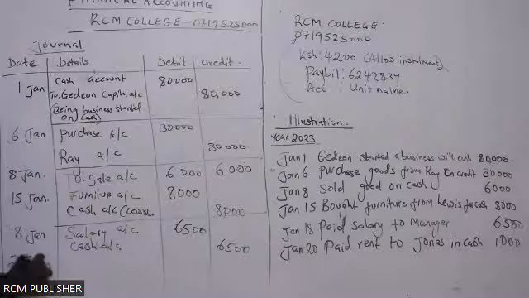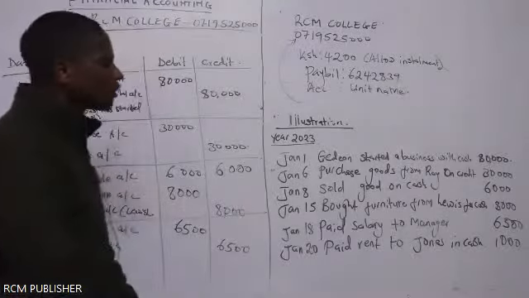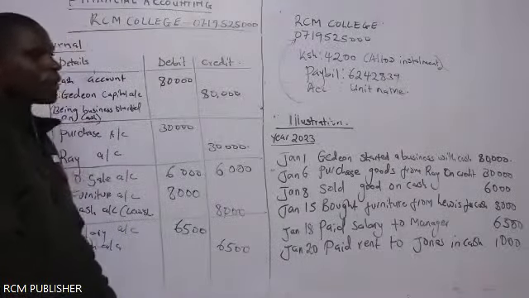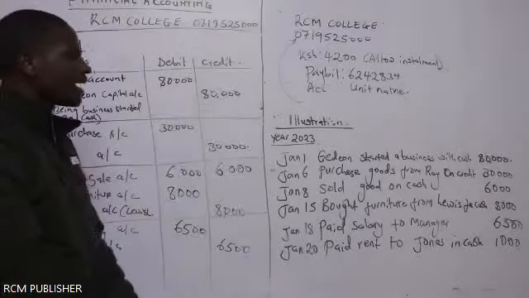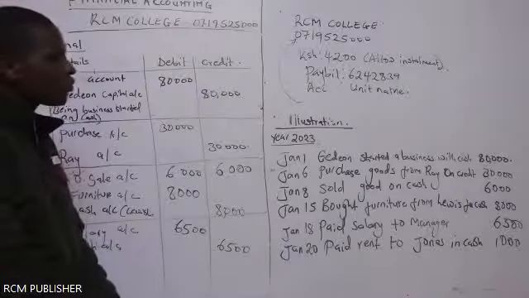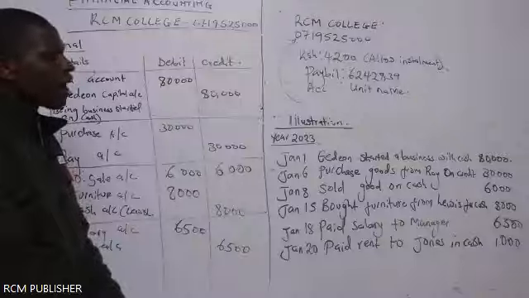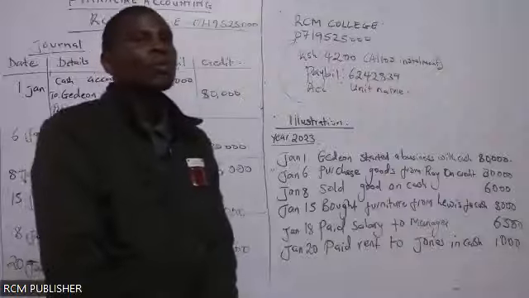The last transaction happened on 20th January. We are told that there was rent that was paid. On 20th January, we paid rent to Jones, our landlord, of 1,000. Which account are we going to credit? Which account are we going to debit?